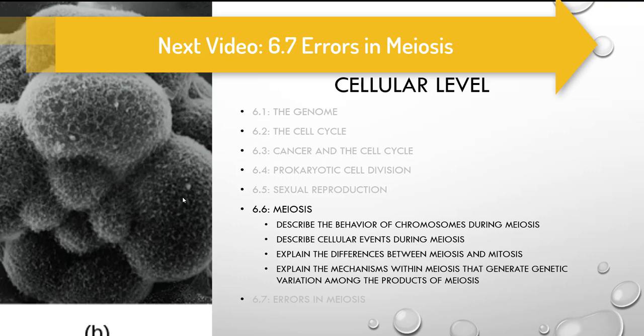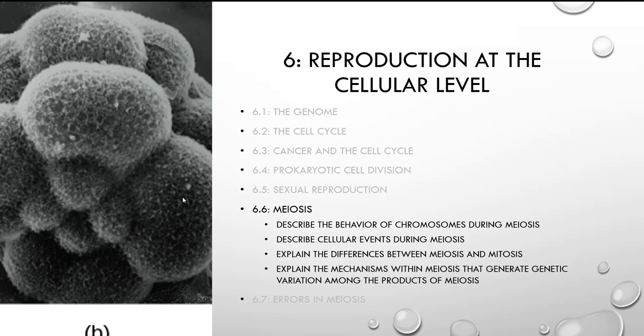So in our last video of chapter 6, we're going to look at what happens when we have errors in meiosis and how that results in inherited genetic disorders.